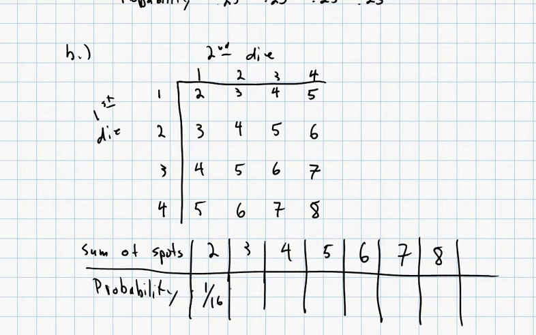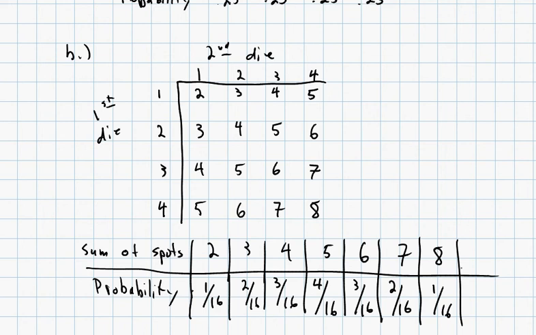So, one way you can get a 2. To get a 3, there are 2 ways. To get a 4, there are 3 ways. To get a 5, there are 4 ways. To get a 6, there are 3 ways. To get a 7, there are 2 ways. And there's one way to get an 8.